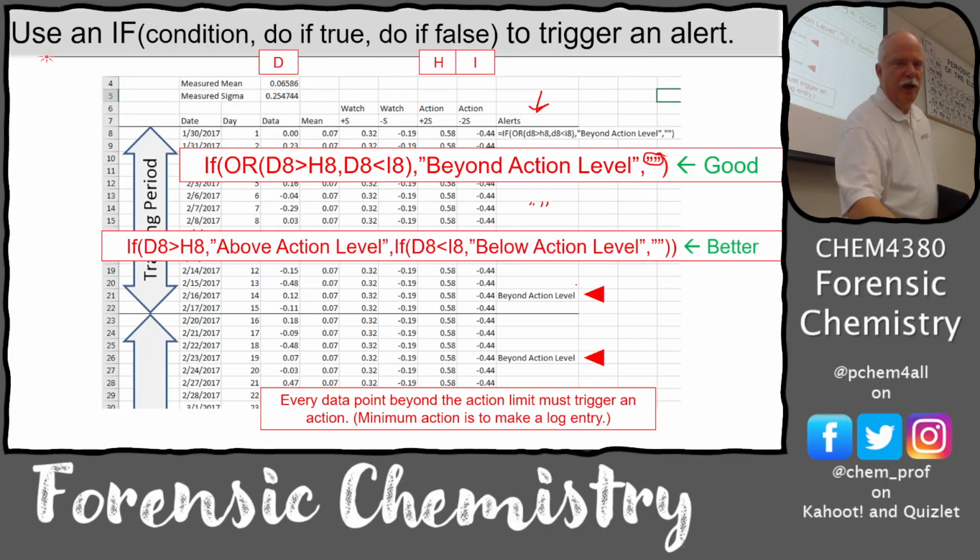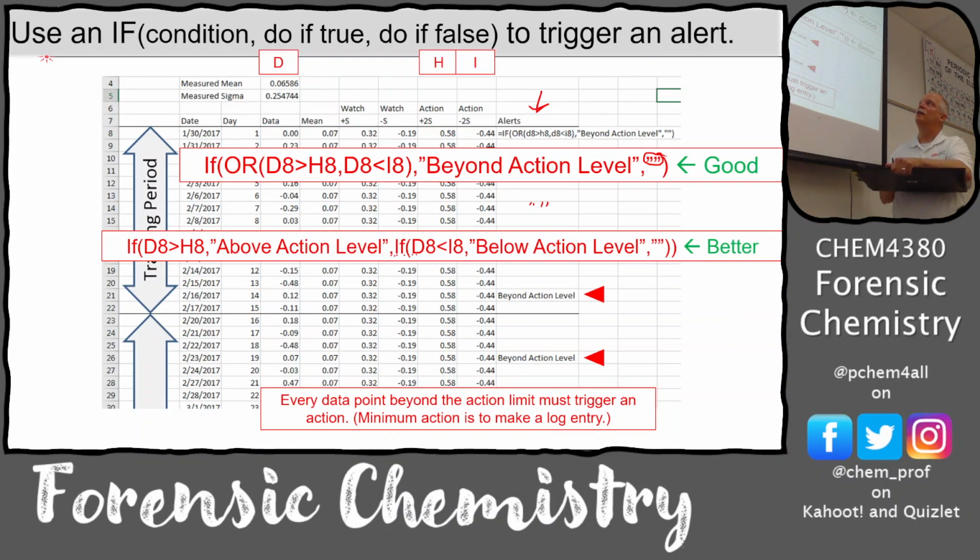Or this may be even better. This is a nested if-then statement. So let's think about it. Let's say IF, open parenthesis, the criterion: if D8 is greater than H8, then that's above my action level. So if this is true, comma, type in "above action level" in quotes. That'll type that text in there.